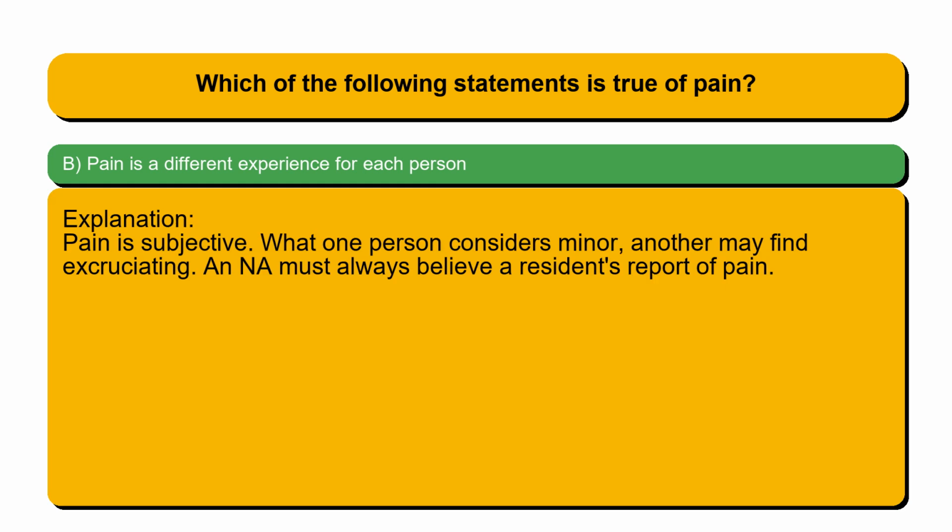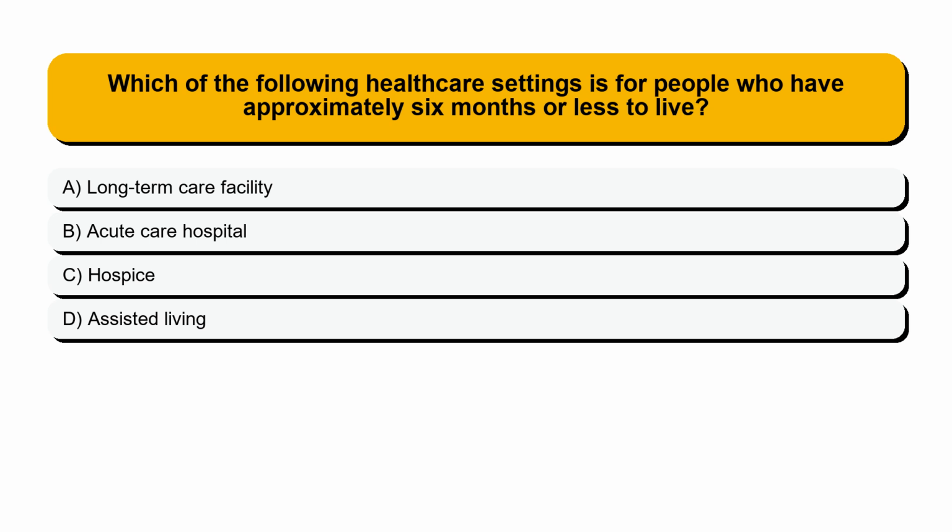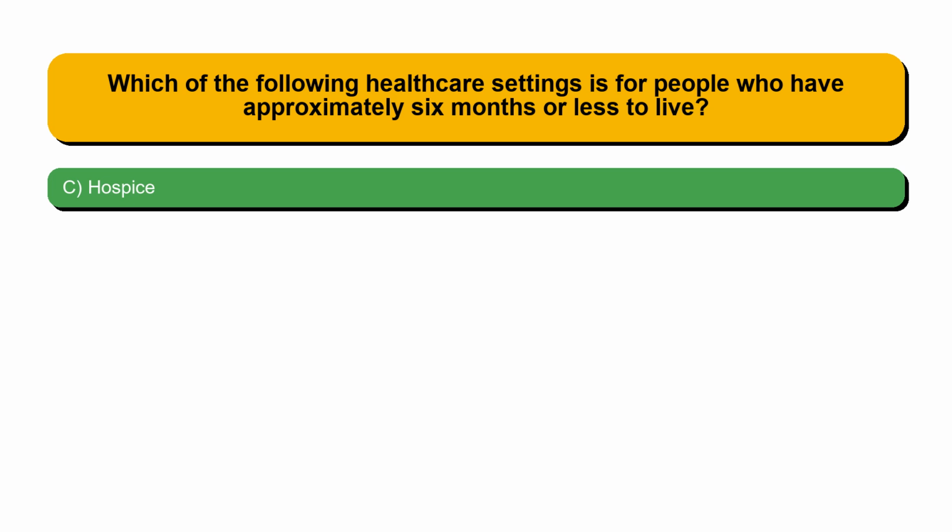Pain is subjective. What one person considers minor, another may find excruciating, and an NA must always believe a resident's report of pain. Question 96. Which of the following healthcare settings is for people who have approximately 6 months or less to live? Option A, long-term care facility. Option B, acute care hospital. Option C, hospice. Option D, assisted living. The correct answer is option C, hospice.